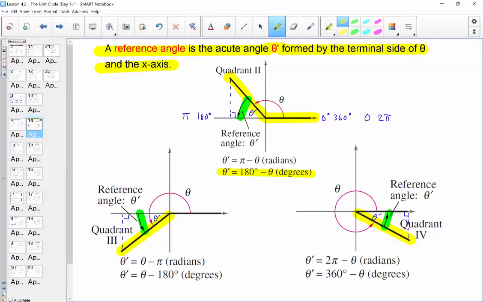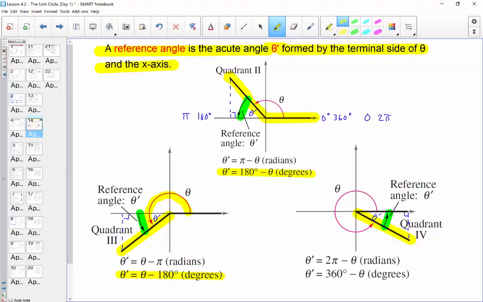In calculating the angle for quadrant 3, theta prime equals theta minus 180 degrees. Since the terminal side has gone past the x-axis, we're going to subtract 180 degrees from theta in order to determine the reference angle. The reference angle should always be positive. You should never have a negative reference angle.